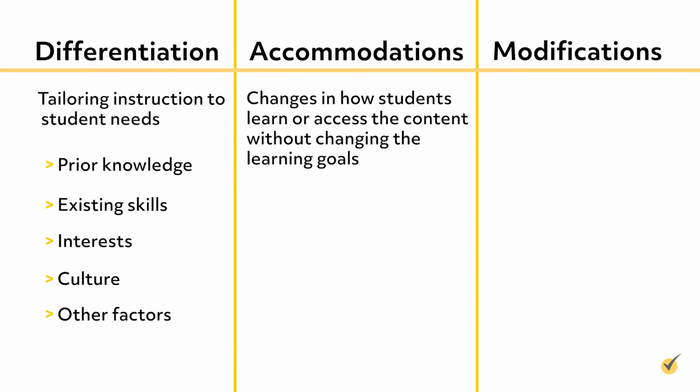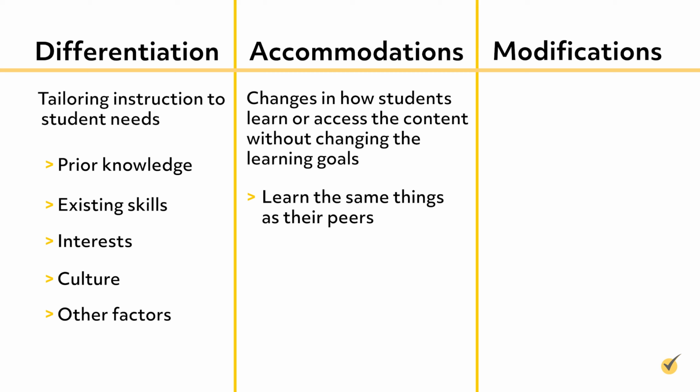Some students may need additional support, even with carefully designed lessons and differentiated instruction. In these cases, accommodations and modifications may be needed. These are typically outlined in a student's 504 plan or individualized education program, also known as an IEP. Accommodations are changes in how students access the content without changing the learning goals.